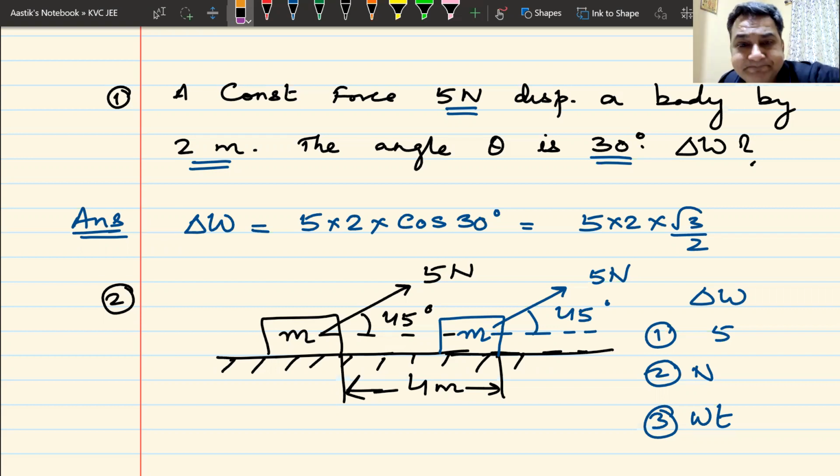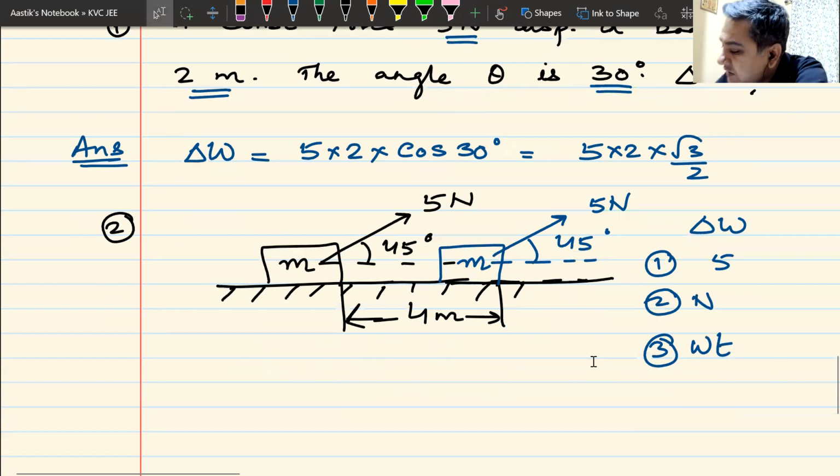Anyone with an answer? 5 root 2, sir. 5 root 2 is not the answer. How did you get 5 root 2? Okay, 5 root 2 or 5 into something else. Okay, let me do it. I think you have made a mistake in calculation.